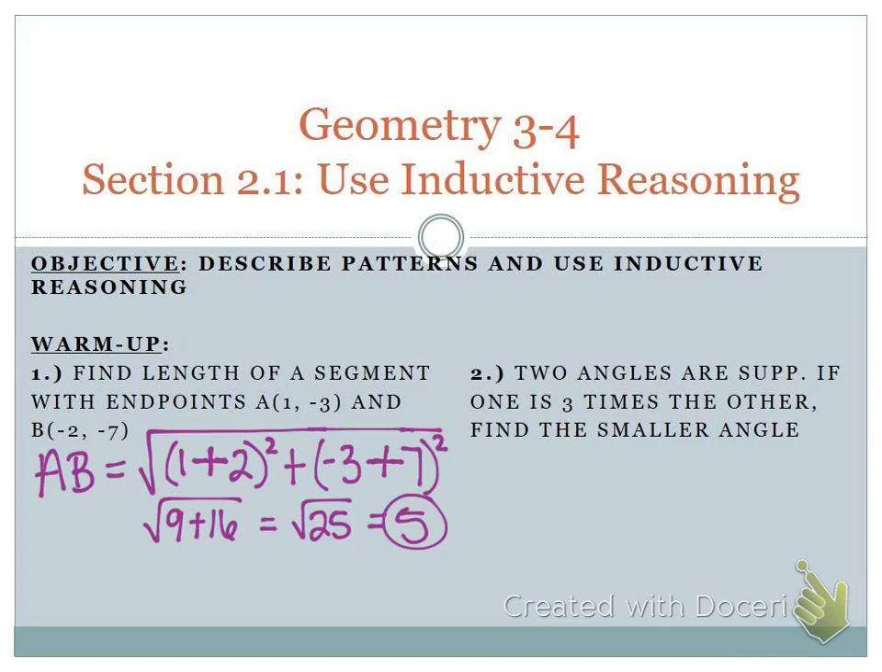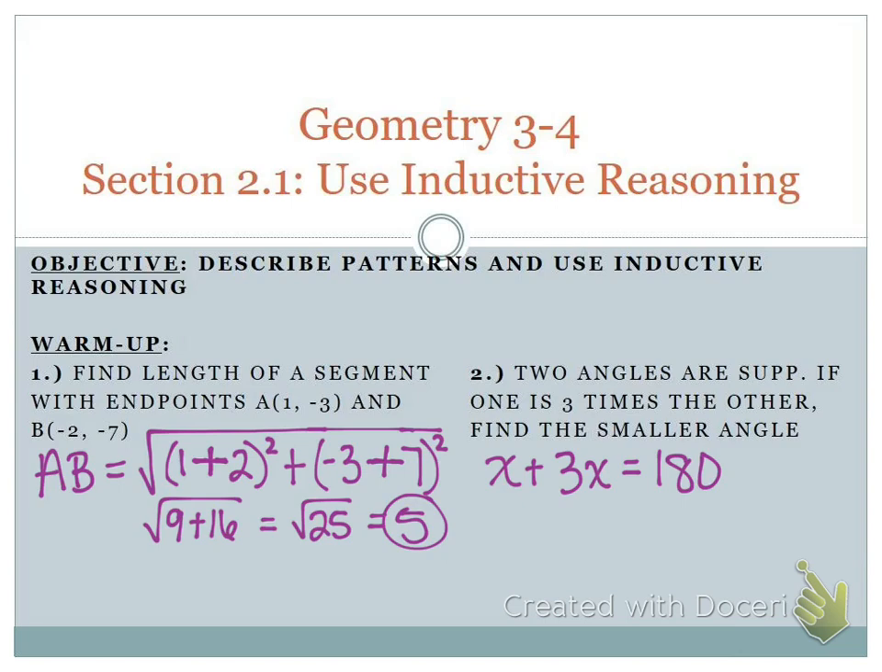Two angles are supplementary. What does that mean? They add up to 180. If one is 3 times the other, find the smaller angle. Okay? Well, if we don't know what they are, we could call the smaller one what? X, and the other one would be, well, 3x. They are one that's 3 times the other. So the small one would be x, the bigger one 3x. And we already said supplementary means we add them and set it equal to 180.